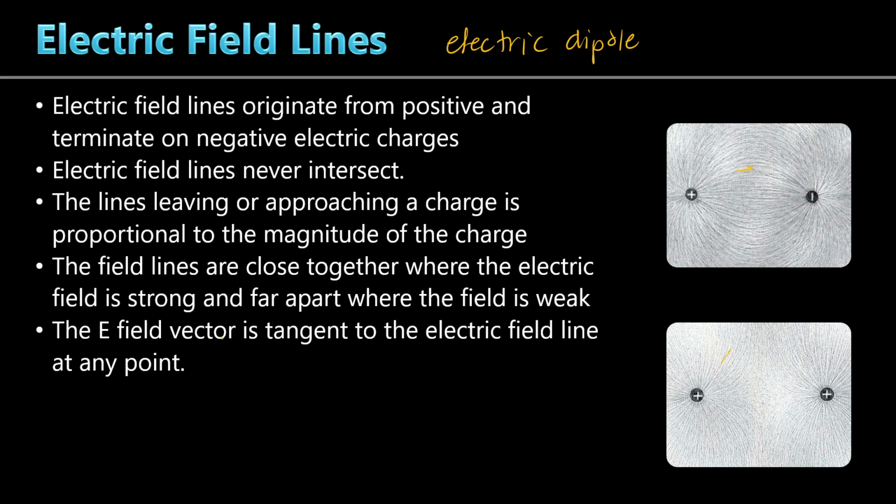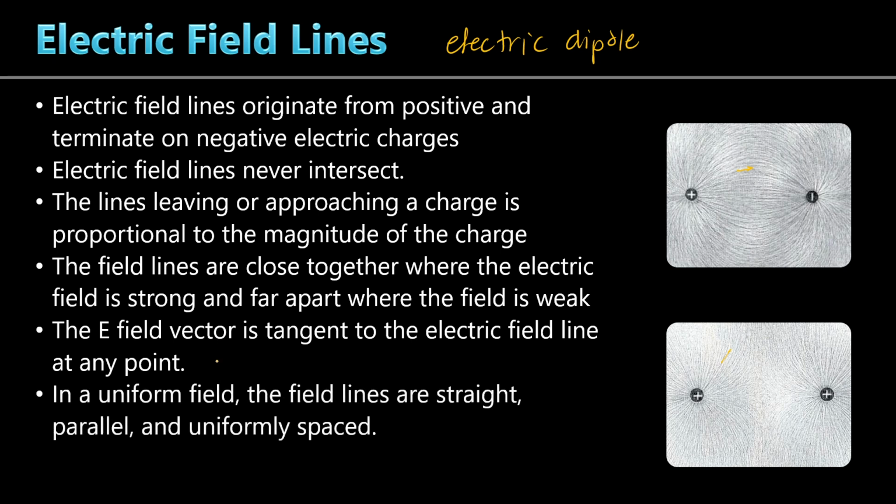Sir, kapag uniform ang electric field, anong itsura ng electric field lines? Kapag uniform ang electric field, ang mga field lines ay straight lines, parallel sa isa't isa at equal ang kanilang spacing. For example, ang electric field ay pababa, uniform. So, ganito itsura niyan. Parallel lines and lahat sila straight lines and equally spaced from each other. So, kapag ganyan ang drawing ng electric field line, that indicates a uniform or constant electric field.